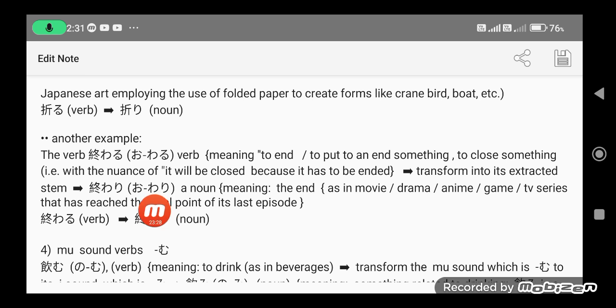And now you may often see this in many movies or many series, the word owari. So owaru is a verb form, owari is the noun. You may see this often in many movies or TV series. So the owaru now becomes owari, and it's now a noun meaning the end, as in a movie, drama, anime, or game or TV series that has reached the final point of its last episode.